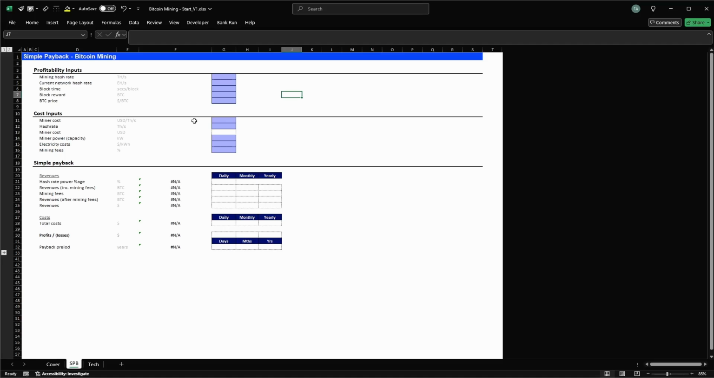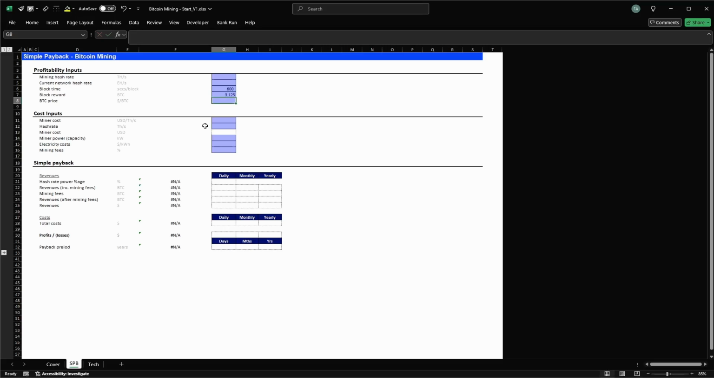But before you start filling out the forms and adding the calculations over here, it is important to understand that a Bitcoin block is mined every 10 minutes. As of today, each block has a total of 3.125 Bitcoin. So I'm going to add this information over here. I'm going to say that the block time is 600 seconds, or 10 minutes per block, and the reward for each block is equal to 3.125 Bitcoin. These are the basic pieces of information that we're going to need.